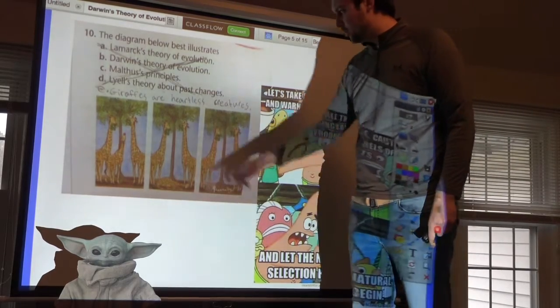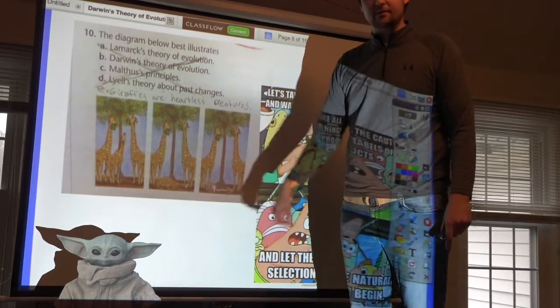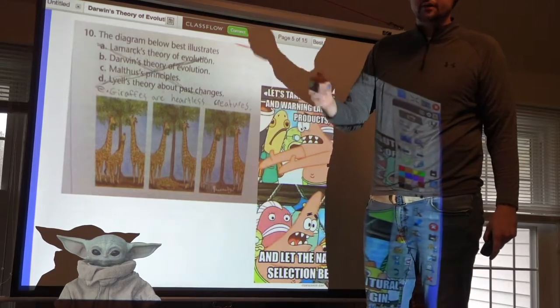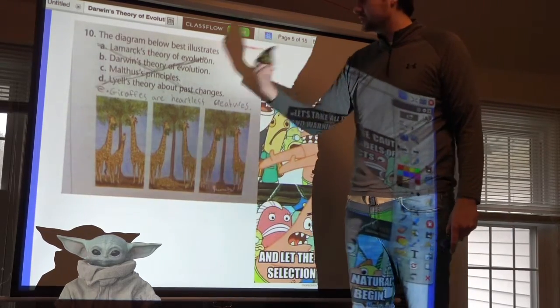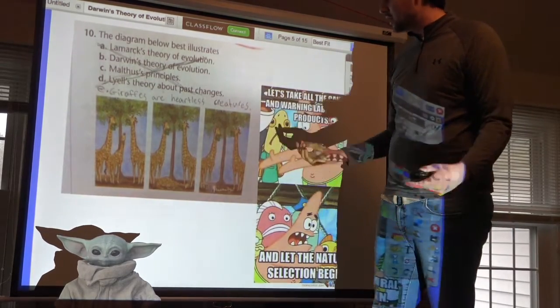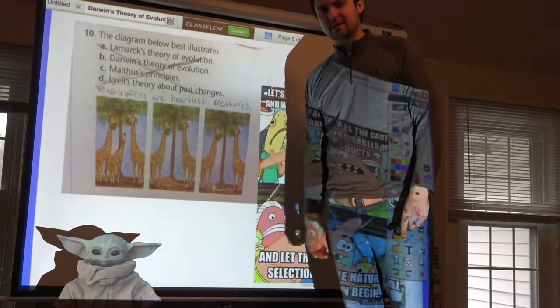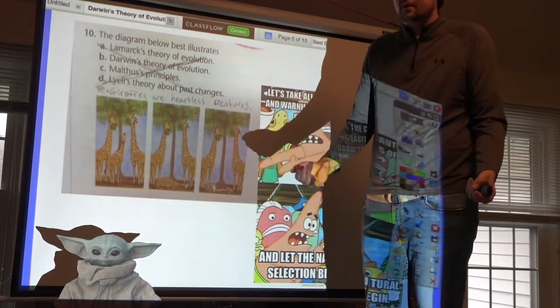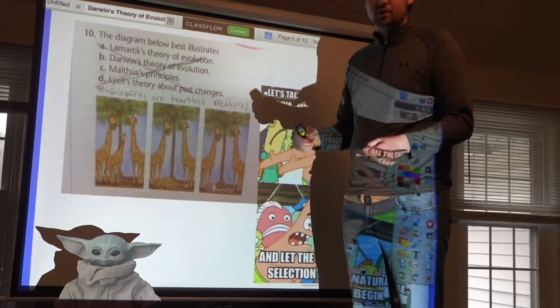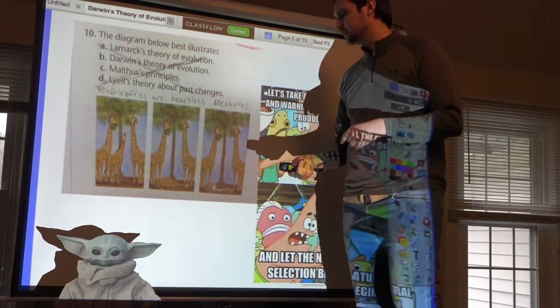In this scenario, it's the long-necked giraffes. They're the winners. They're the ones that are going to live long enough to pass their traits on to the next generation. The losers are the short-necked giraffes. They're not going to be able to survive and pass their traits on to the next generation.